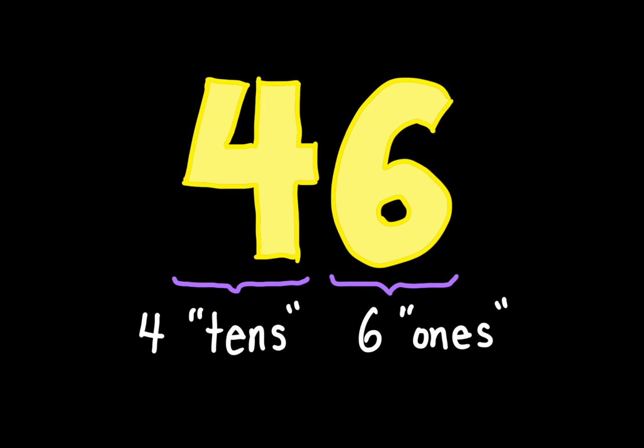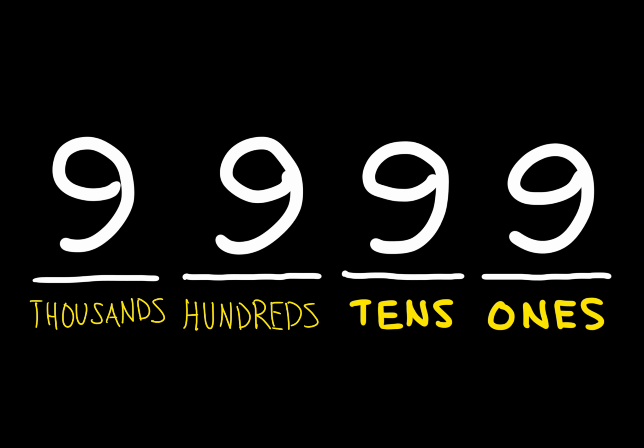Another example is in the number 46. It is this unique sequence of numbers because we have 4 tens and 6 ones, and together that is 46. The numbers 1 through 9 are placed in the ones place value. After that, we use the tens place value to represent 10 through 90. After that, we use the hundreds place value to represent 100 through 900. And after that, we use the thousands place value to represent 1000 through 9000.